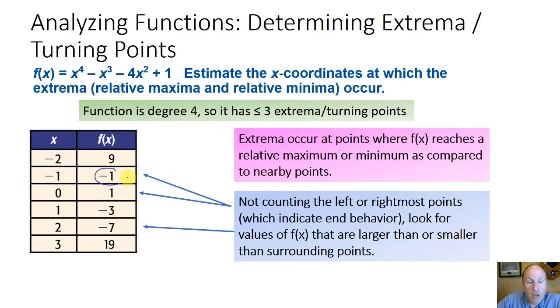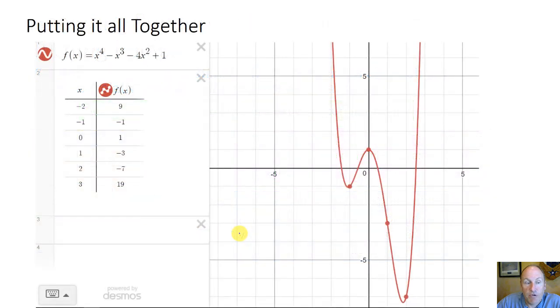As I said before, at x equals -1, f of x equals -1, much smaller, that's going to be a relative minimum. This 1 is going to be a relative maximum because it's the largest of the points around it. And the -7 is going to be a relative minimum as well. Again, they are relative minimums and maximum. It's not for the entire function behavior.